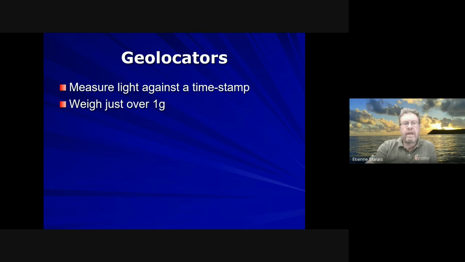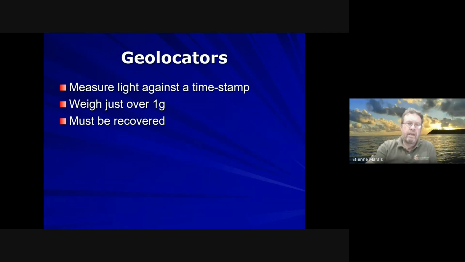What they do is they have a solid state memory, a light sensor and a very small processor that basically measures light against the timestamp. So every few minutes it records the intensity of light. And they must be recovered. So what you do is these geolocators are fitted to birds at their breeding grounds, and the fact that birds show a high degree of site fidelity enables one to recover the geolocator after the season.